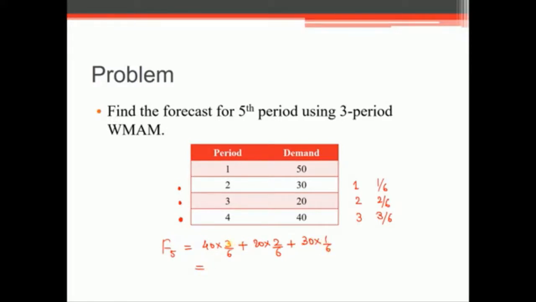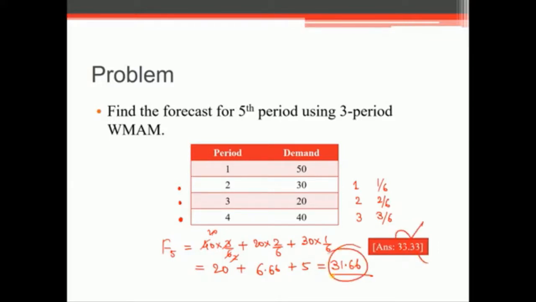What is this? 40 into 3 by 6 is 20. Then we have 20 into 2 by 6, which is 6.66, and 30 into 1 by 6 is 5. So 5 plus 6.66 plus 20, you will get 31.66. So this is the forecast for the 5th period using 3 period weighted moving average method. This is also wrong. So this is your correct answer, 31.66.